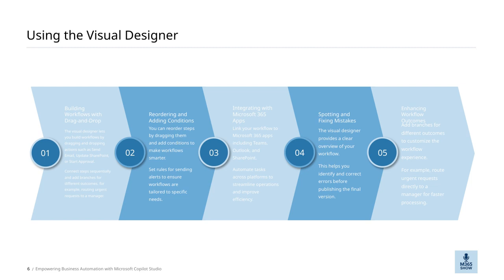You can also add branches to handle different outcomes. For example, routing urgent requests directly to a manager for faster attention. This flexibility means your workflows can adapt to various scenarios seamlessly.